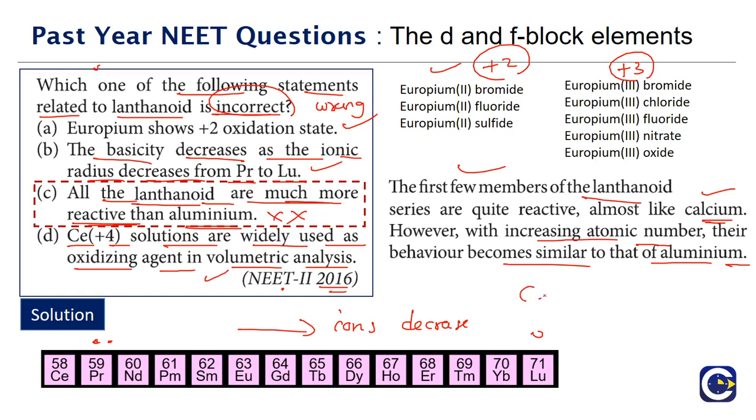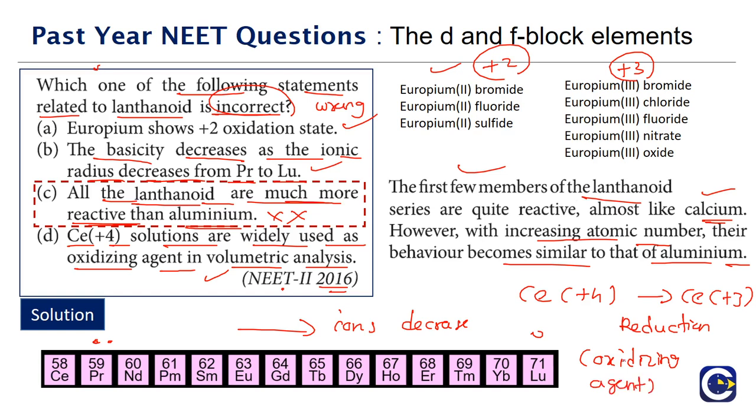Cerium, more than the +4 state, a +3 state will be relatively highly stable. So as a result of it, the cerium will be able to easily undergo reduction from +4 to +3. It is able to easily undergo reduction means what? It is able to act as an oxidizing agent, and that is the reason why cerium +4 solutions are widely used as the oxidizing agent in the volumetric analysis. So the only option that is incorrect is what?